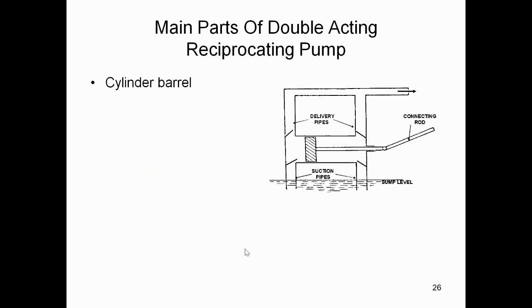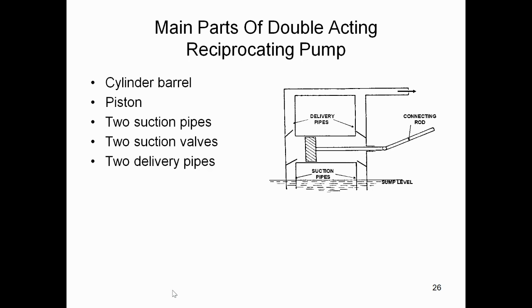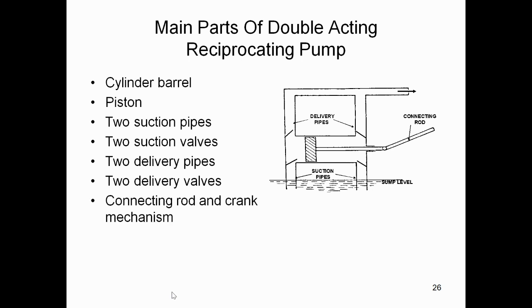So we can see the main parts of the double acting reciprocating pump in the diagram here. These are the main parts: cylindrical barrel, piston, two suction pipes, two suction valves, two delivery pipes, two delivery valves, and a connecting rod and crank mechanism.